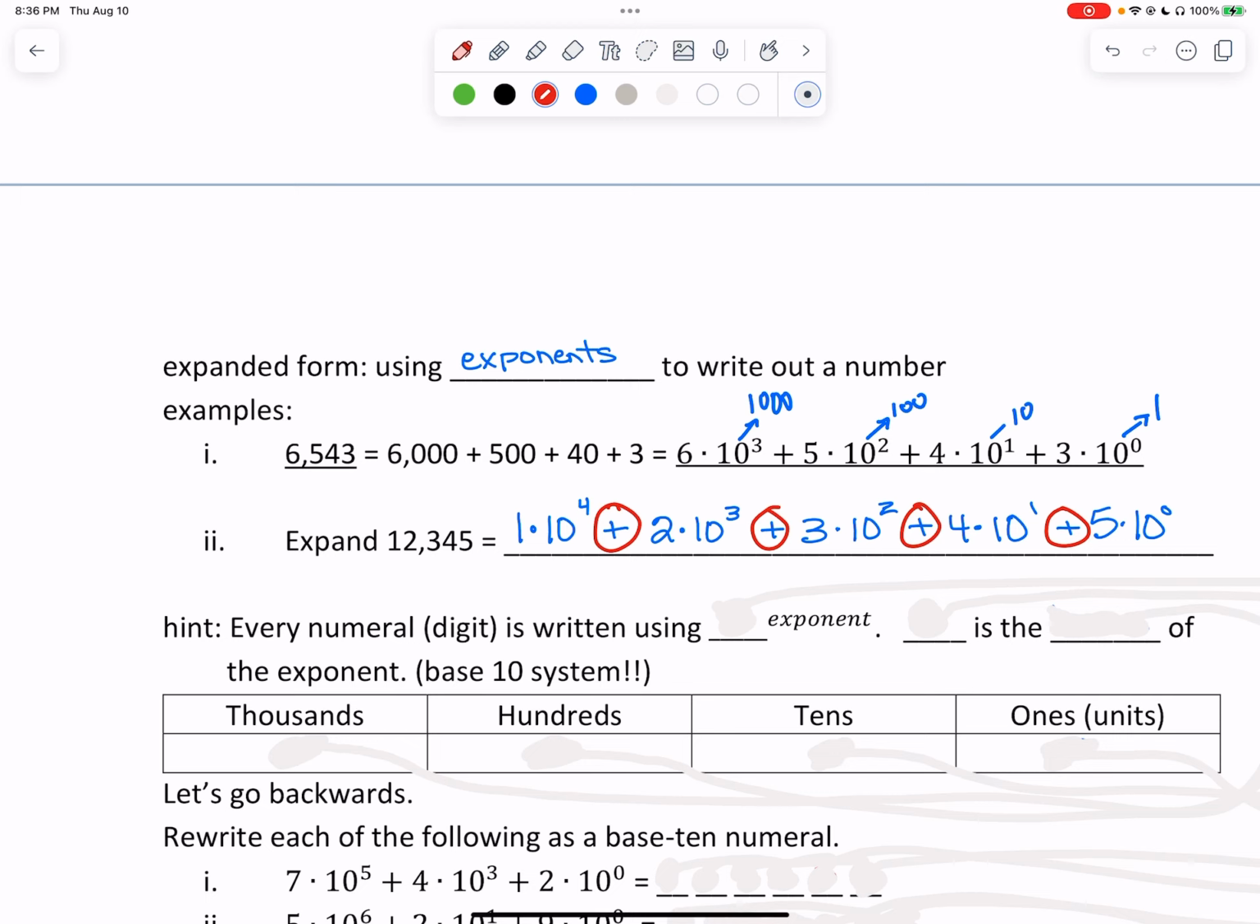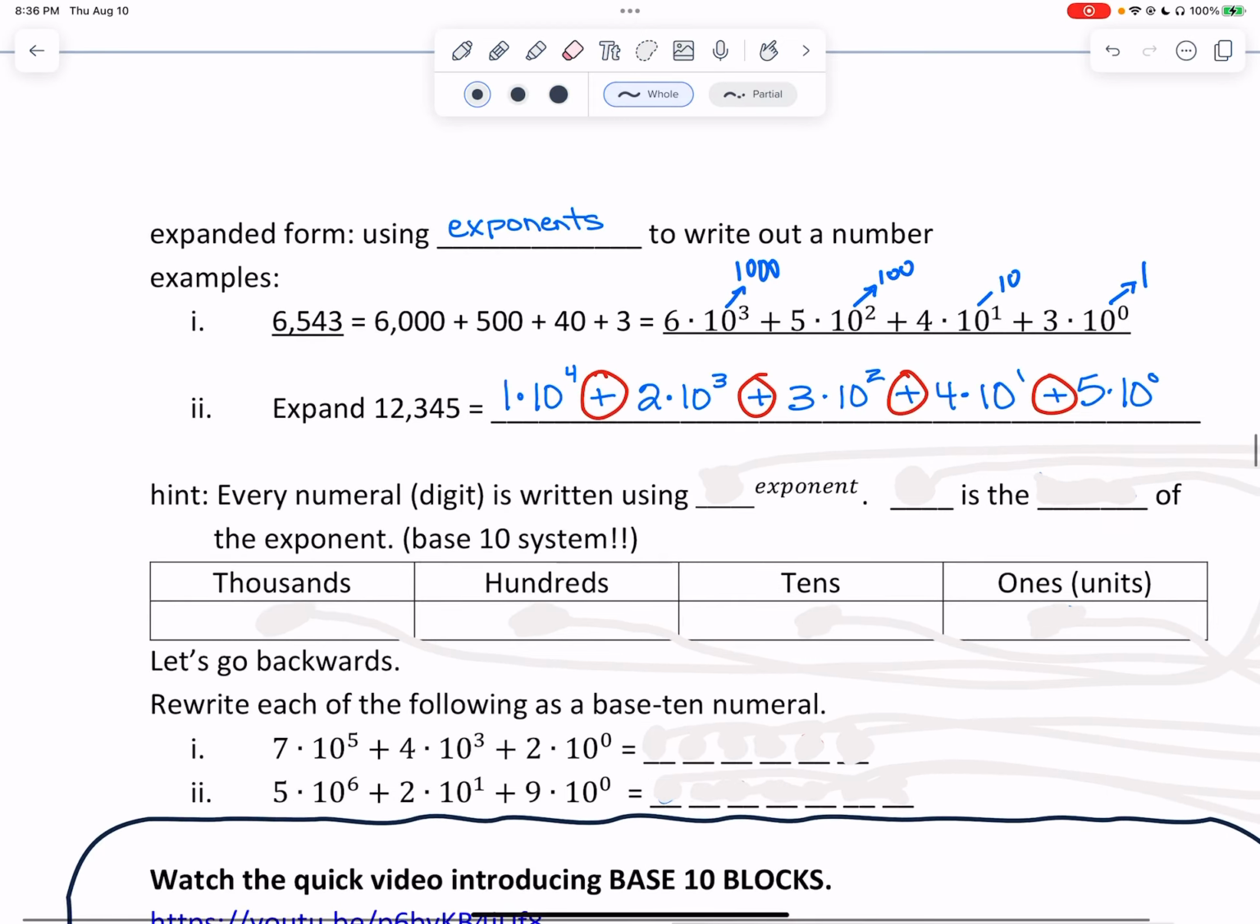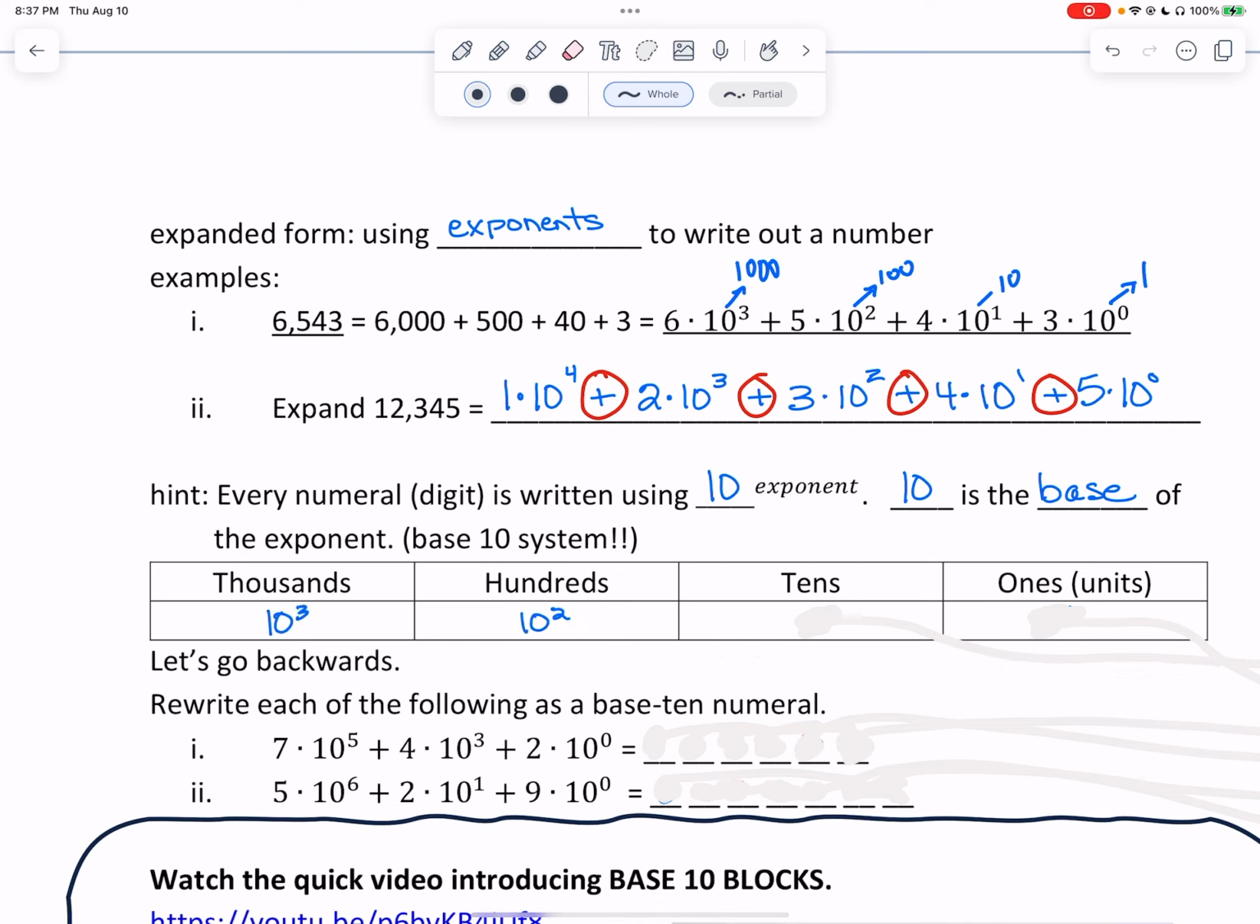So just remember that every numeral, every digit is written using 10 to some exponent. Okay, so 10 is the base of the exponent. That's why it's called the base 10 system. So we've got our thousands place, our hundreds place, our tens place, our ones place, and we might go higher. For example, this one right here, 7 times 10 to the 5th.